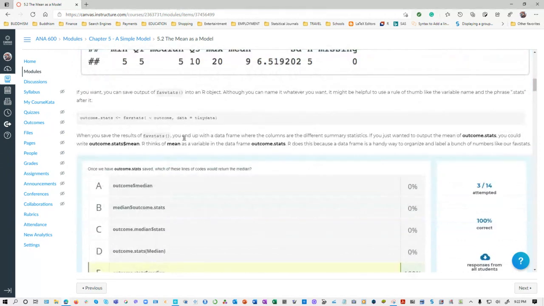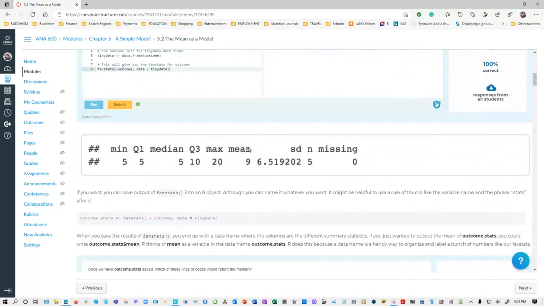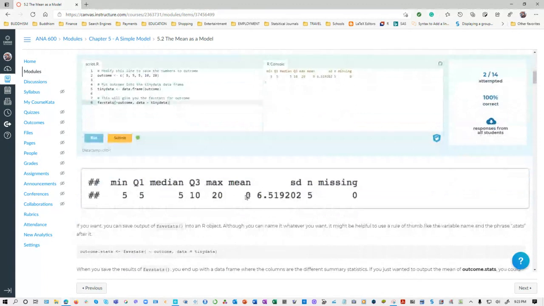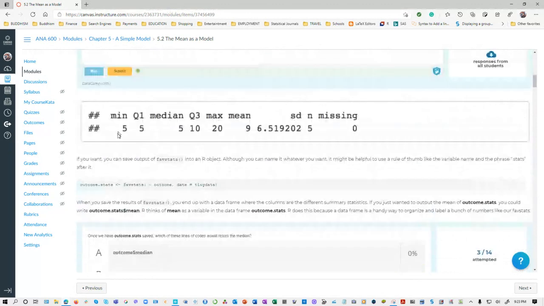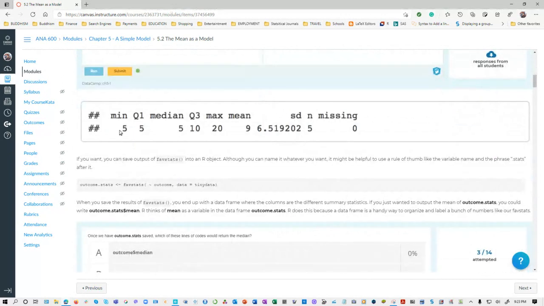When you save the result of favstats, you end up with a data frame where the columns are the different summary statistics. If you just wanted to output the mean of the outcome stats, you could write outcome stats dollar mean. The mean is a variable in the data. If you really want to read the mean of this data, the way this has been set up, you can easily go ahead and calculate it. Give a name to this favstats result, and consider it like a data set.